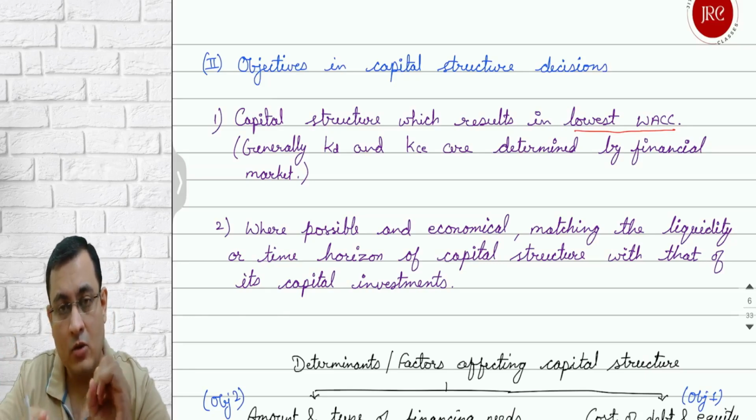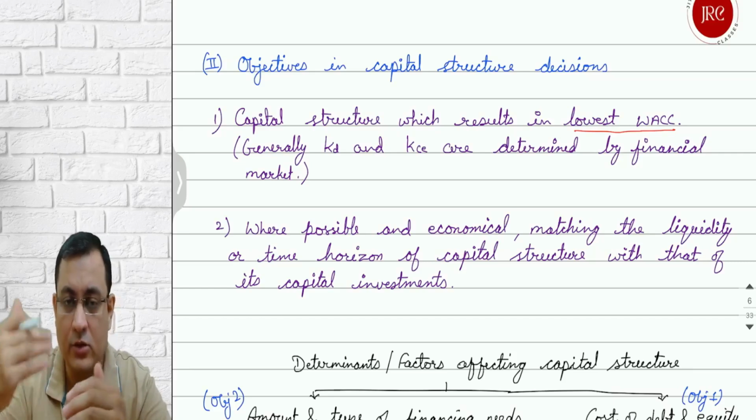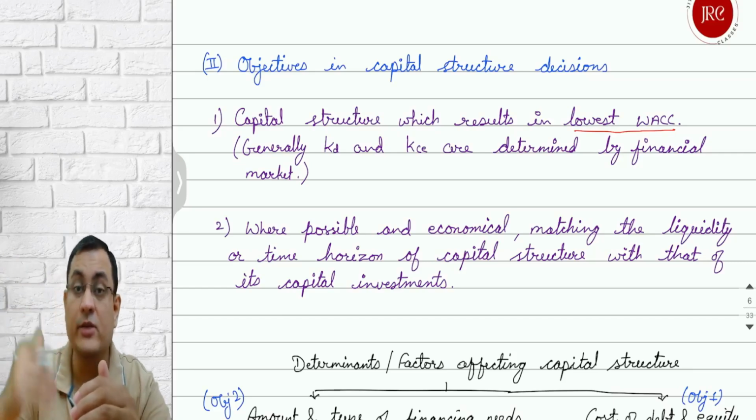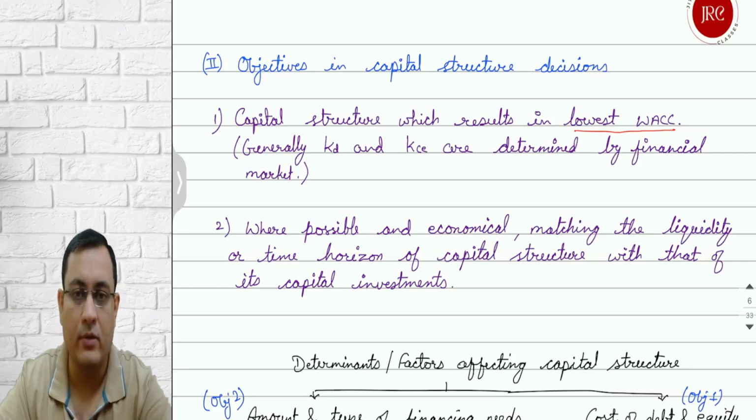WACC is based on the cost of equity and the cost of debt. How the cost of equity and cost of debt are going to fluctuate, and on what factors they will increase or decrease, that we are going to cover next.